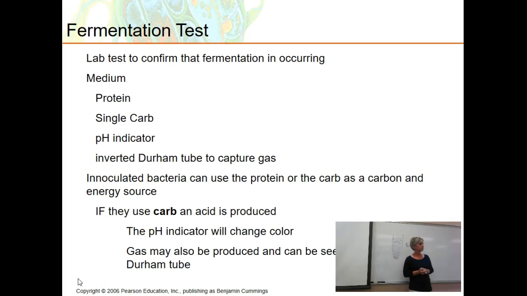And that pH indicator is going to pick up on whether or not we have changed the pH levels, and if so, there would be a color change. And it's very easy to see the difference. If there's a color change, when you come back and look at this test tube, it's no longer red, it's yellow.